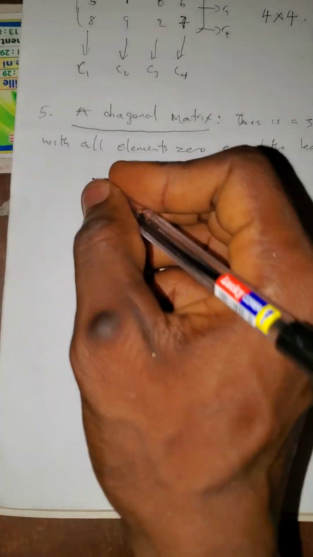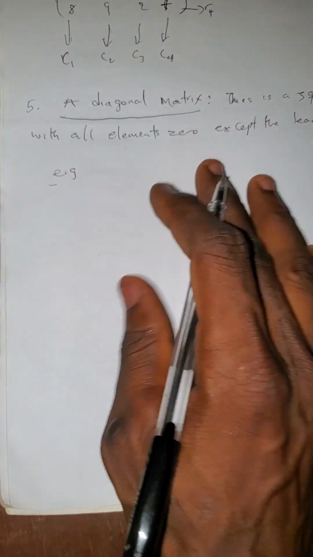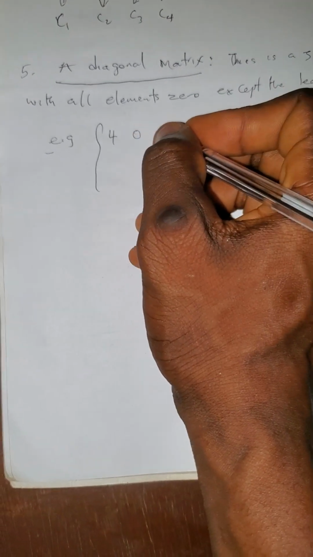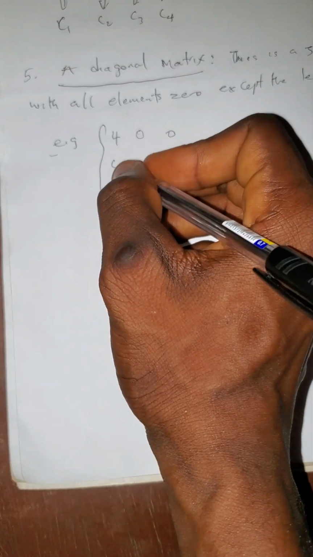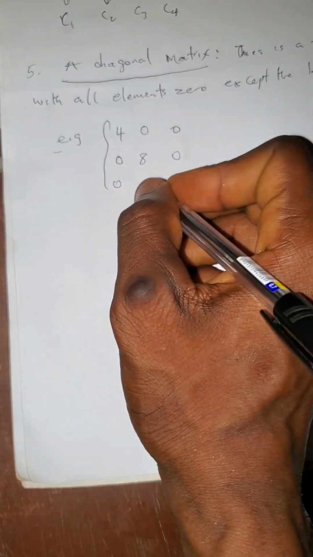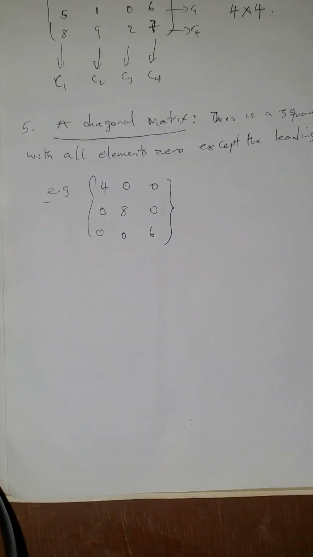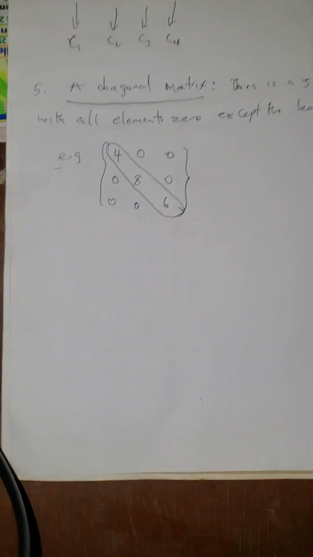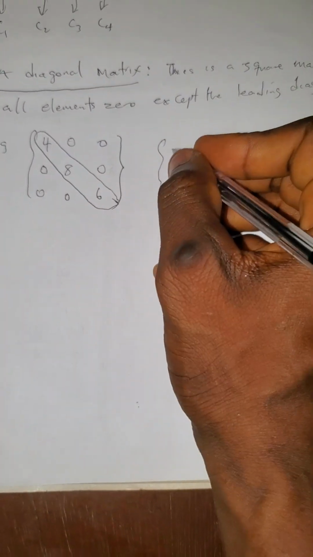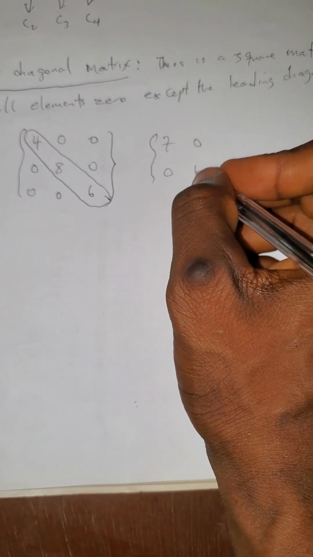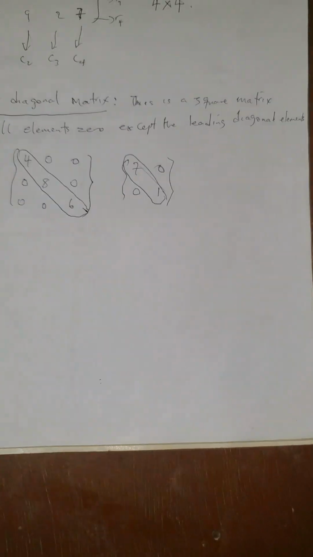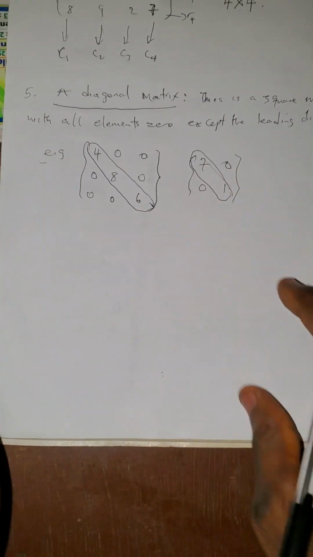Now, what is an example of a diagonal matrix? We have something like this. You have 4 0 0, you have 0, you have 8, you have 0 0 0, you have 6. Now we check all other elements 0 except this leading diagonal element. You can have 7 0 0 1 as well. The others are 0 except this leading diagonal element. So we call this type of matrix a diagonal matrix.